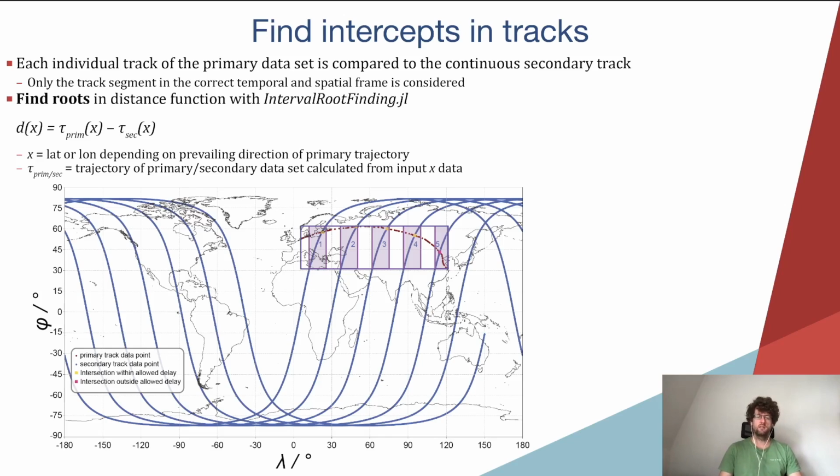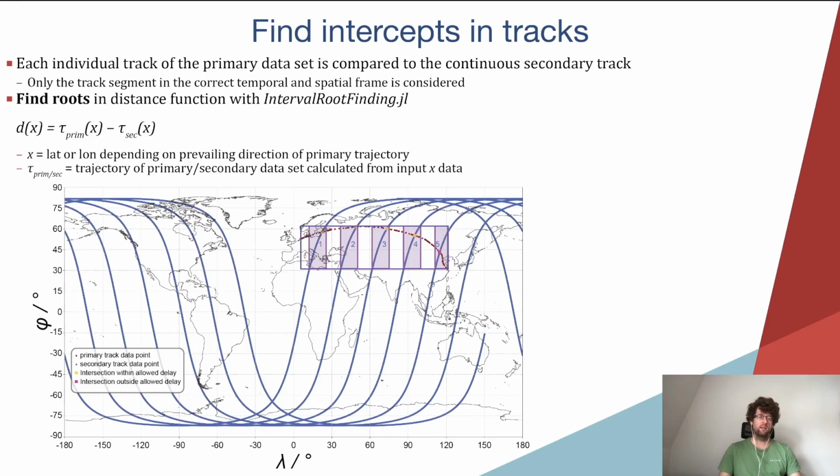In those track segments, we need to find our intercept points. To do this, we calculate lat long pairs for the primary and the secondary dataset and subtract those coordinates from each other to find the minimum distance between them. Where the distance reaches 0, we have our intercept point.